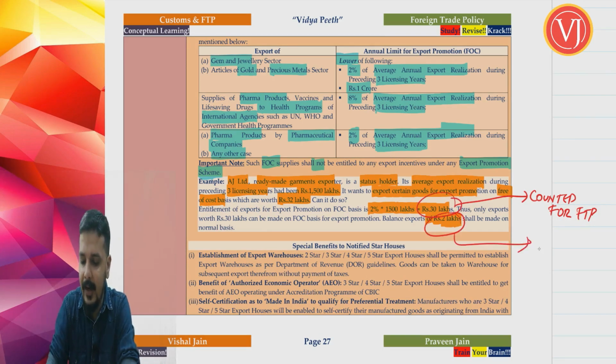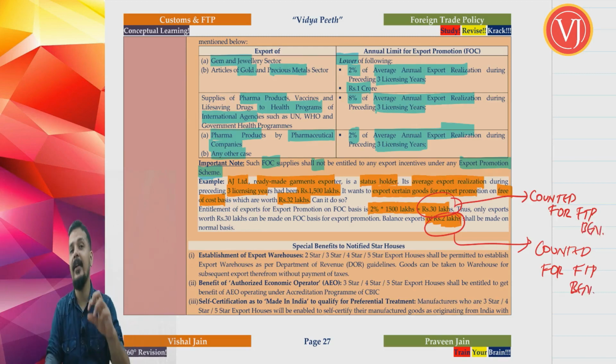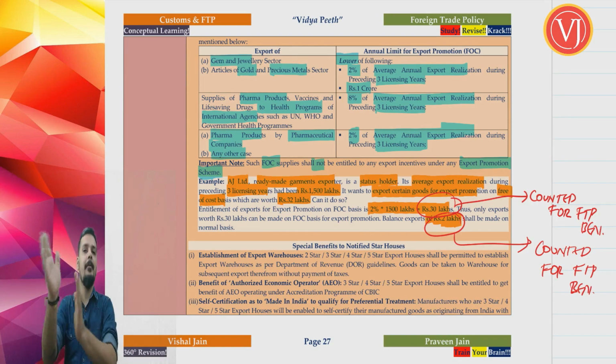So that extra 2 lakhs will not be counted for benefits under foreign trade policy. For foreign trade policy benefits, this 2 lakhs will not be counted. Friends, you have to understand this very clearly. I am not trying to tell that only that much amount of samples can be exported. No.